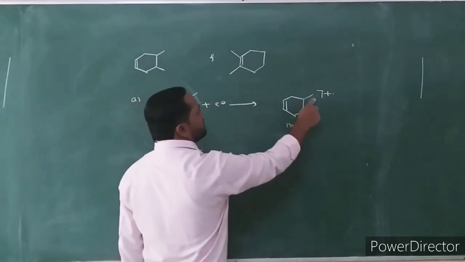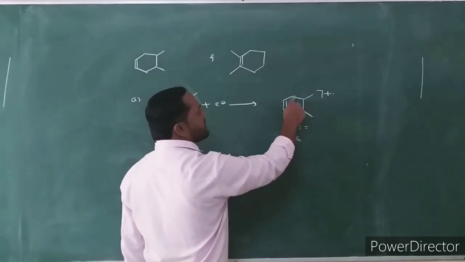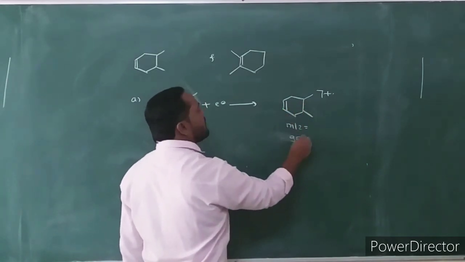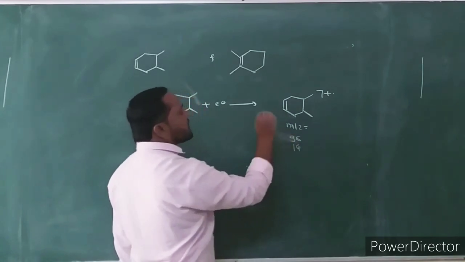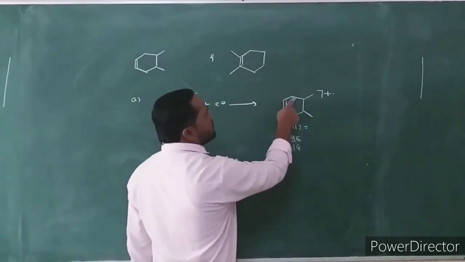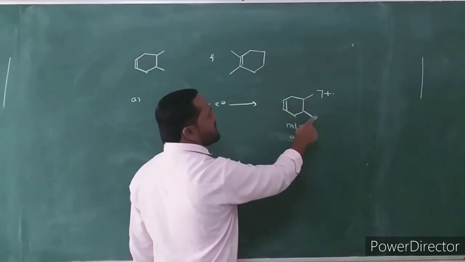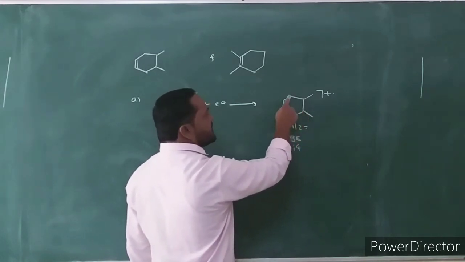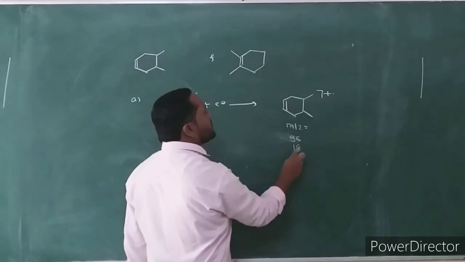Number of hydrogens: 3 plus 3, 6, 7, 8, 9, 10, 11, 12. The total number of hydrogens is 14. Number of CH3 groups: 3 plus 3, 6, 7, 8, 9, 10, 11, 12, 13 and 14.